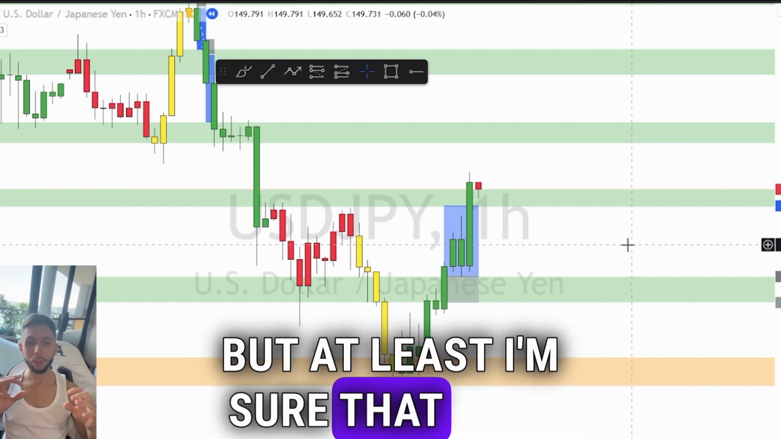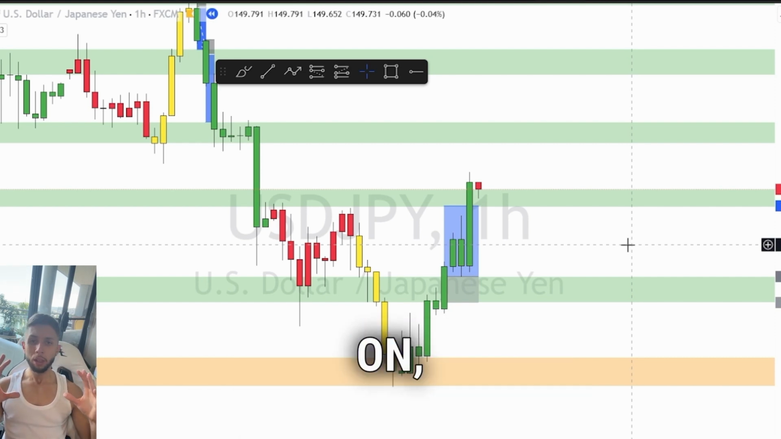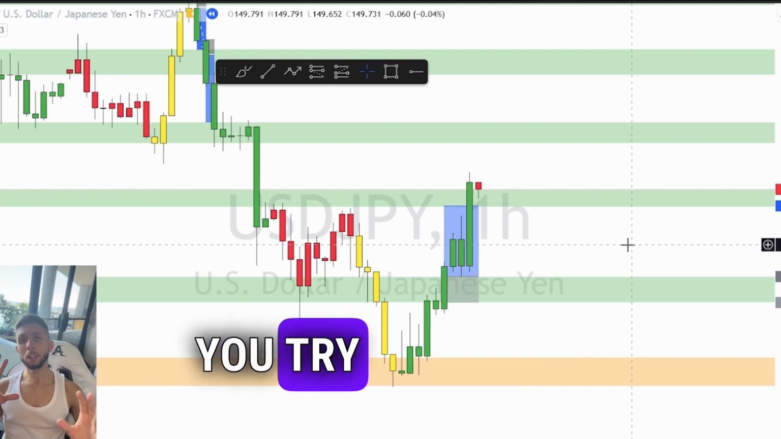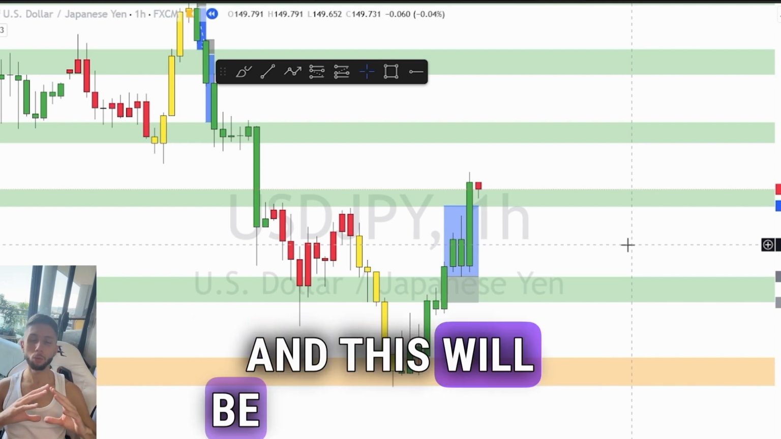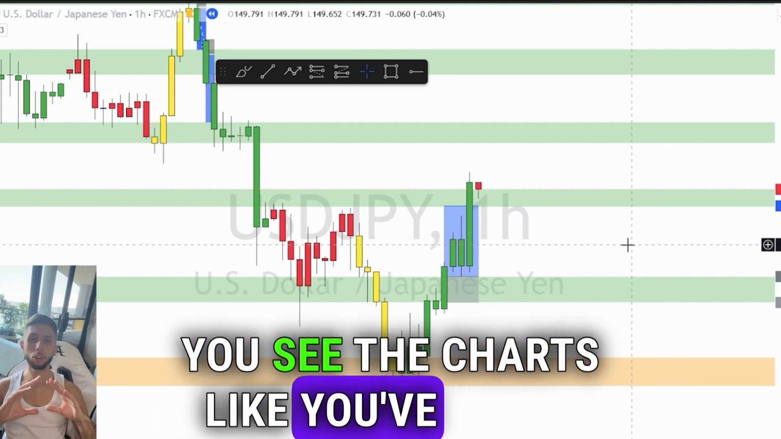But at least I'm sure that just learning this, even if you just learned this and even if you move on, this will completely change the way you look at the charts. And no matter whatever else you try in future, you look back and this will be the backbone of your trading strategy, because this is just insane accuracy. You see the charts like you've never seen before.